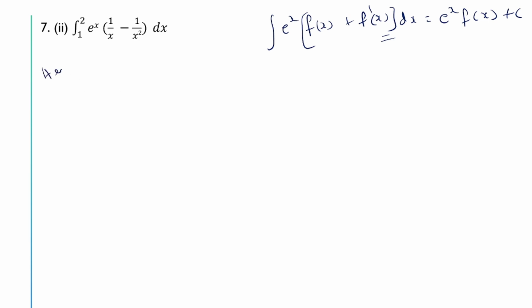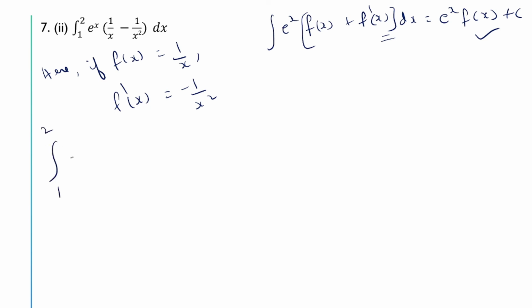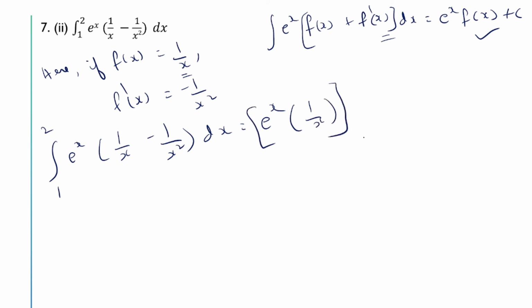So here, if f of x is equal to 1 by x, f dash of x is equal to minus 1 by x square. So using this, integral 1 to 2 e raised to x into 1 by x minus 1 by x square dx is equal to e raised to x into f of x, which is 1 by x, with the limits 1 to 2. So this is equal to e square by 2 minus e raised to 1. So it is half e square minus e.